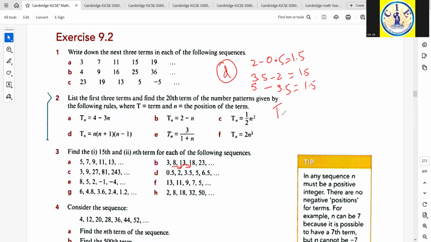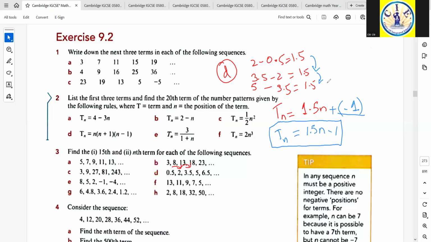So the nth term would be 1.5n, and then I need to see what I need to add to 1.5 to make it 0.5. So obviously I need to have -1. So my nth term in this part would be 1.5n minus 1, because this is an arithmetic sequence: each next term is obtained by adding a constant number to the previous term.